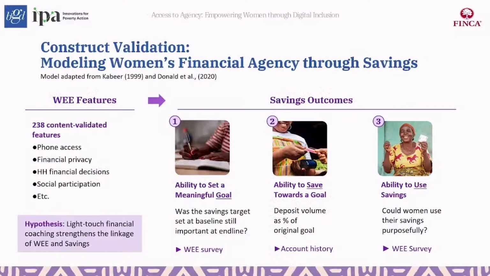The first one was the ability to set a meaningful savings goal. So when a woman joined our study and said she was trying to save such and such amount, a year later, we tried to find out, is that amount still relevant? Is that still an important goal for you? The second was their actual ability to save towards that goal, which we observed through their savings account activities. Did they actually make concrete progress towards their goal? And then the third savings outcome was the ability to use those savings purposefully. Okay, everybody with me so far? Okay, so we can move on.